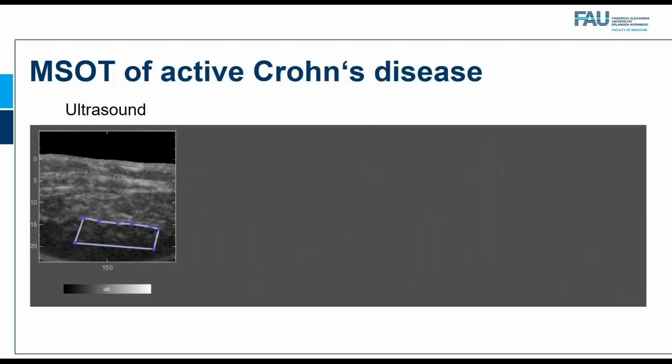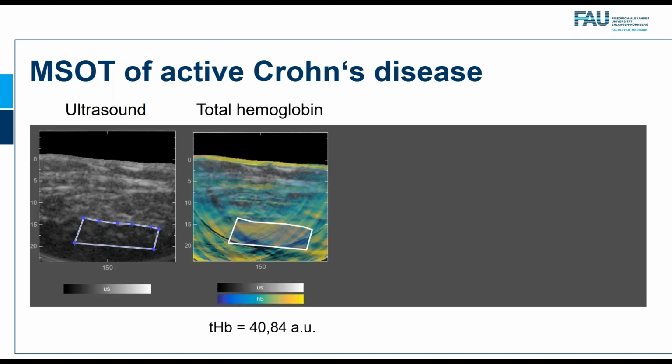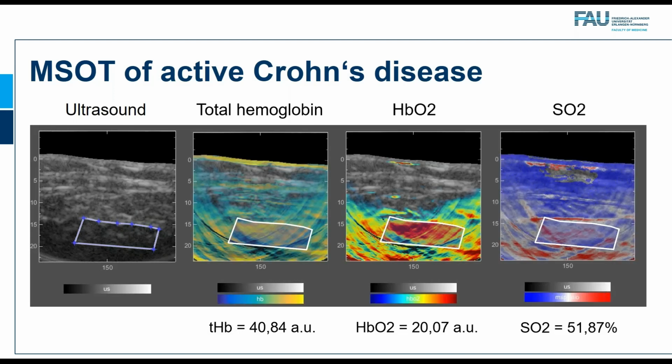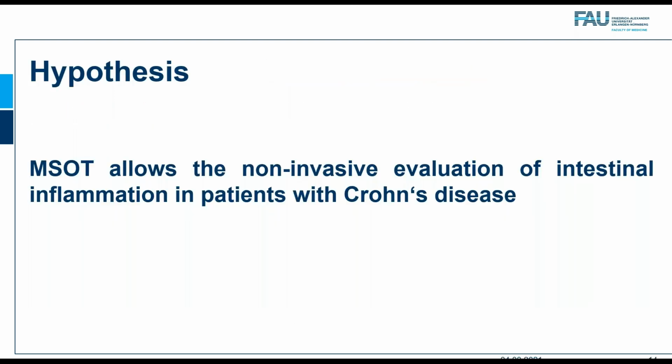When you compare the situation in a healthy individual with a patient with active Crohn's disease, you can see that there's a much higher signal for hemoglobin levels in the inflamed intestinal wall. And since we saw this in the first series of patients, we decided to perform a study to evaluate if MSOT, or multispectral optoacoustic tomography, might be able to evaluate intestinal inflammation in patients with Crohn's disease initially.